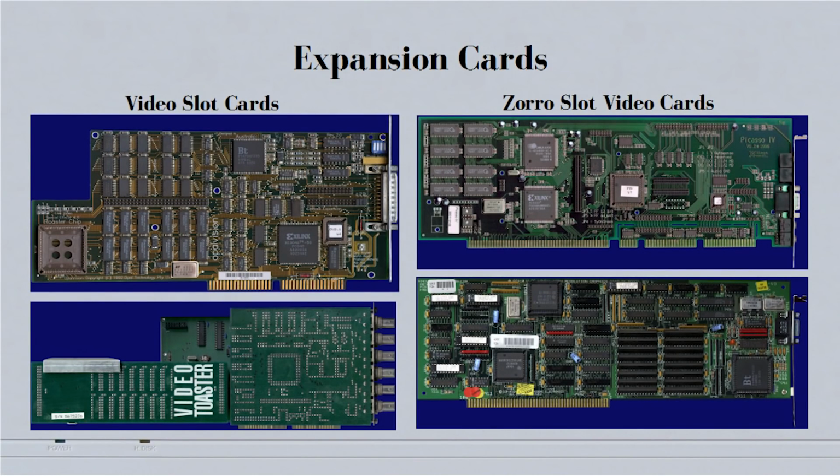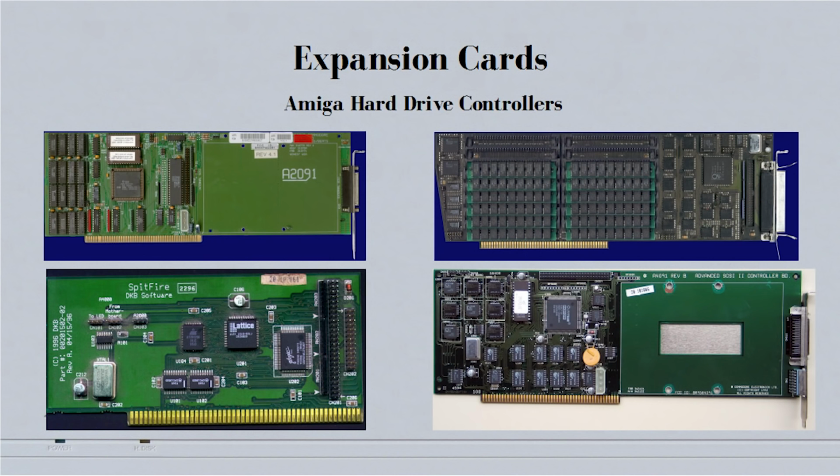Your other expansion cards, now Zorro slot video cards. Very hard to tell what card, and again, so an Opal Vision sitting in the video slot, that's intercepting your video. If that card goes bad, chances are you're not going to get a display. But a Video Toaster, that's not going to cause a problem until you go to run the software.